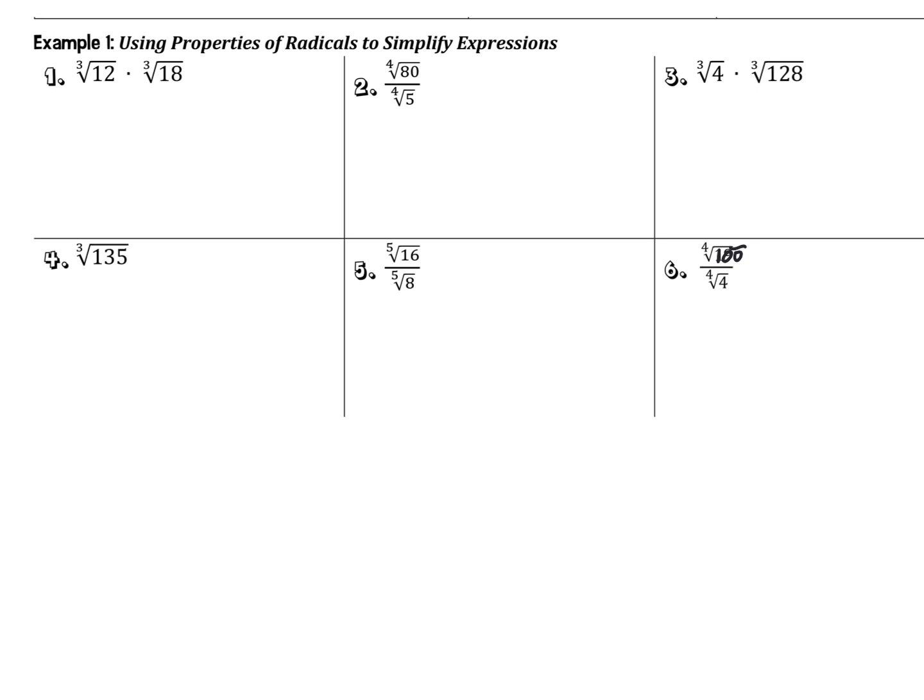So when I look at number 1, the cube root of 12 is not an integer. The cube root of 18 is not an integer. So what I'm going to do is rewrite this as the cube root of 12 times 18. But instead of actually multiplying 12 times 18, which I don't know off the top of my head, I'm going to break it up into its factors.